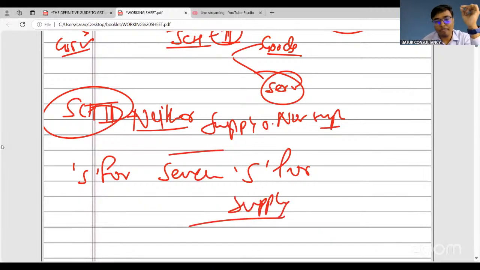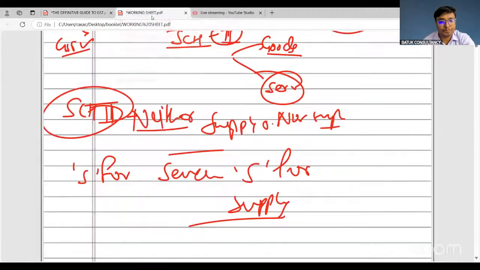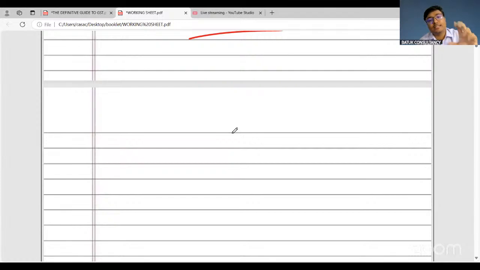S for 7, S for supply. Now, sir, when we started our discussion on Section 7, that is supply, supply includes sale, exchange, barter, transfer, lease, rental, disposal, agreed to be disposed of for a consideration, in the course or furtherance of business. That means whenever there is a transaction or activity in the course or furtherance of business, then only will GST be applicable.